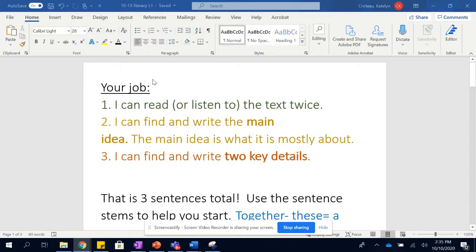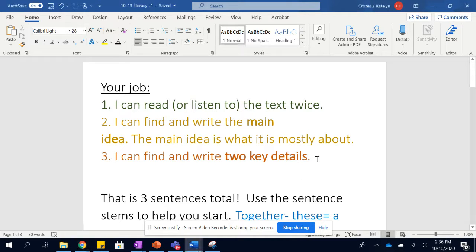It is Tuesday, 10:13, and this is your independent task. So what you're going to be doing today is you're going to want to read or listen to the text twice. Now, what you could do is listen once, and then you could read it on your own the second time. I want to warn you, there are a lot of rather tricky scientific words in here today.